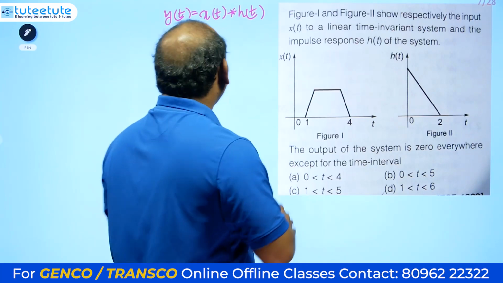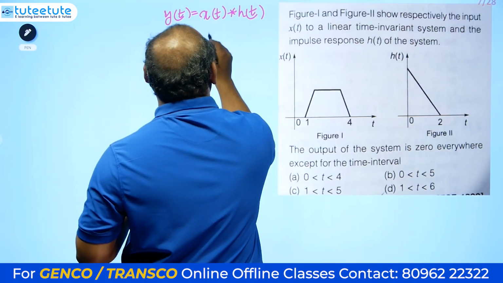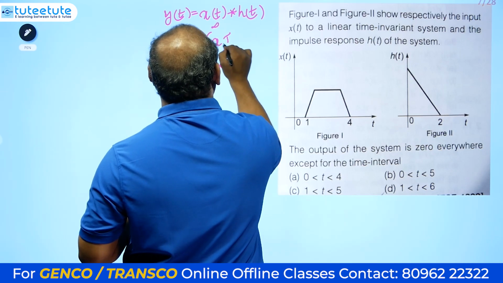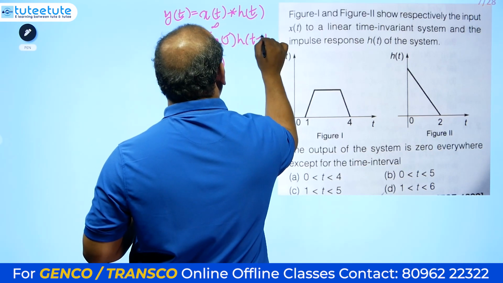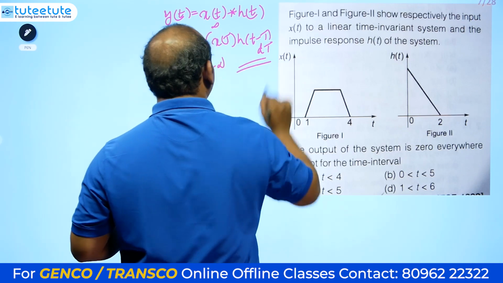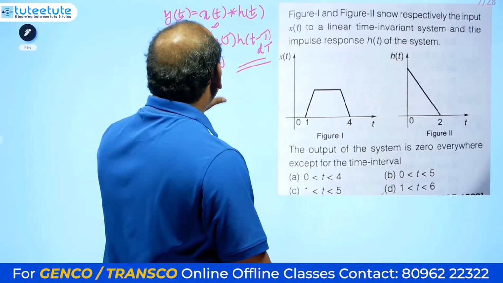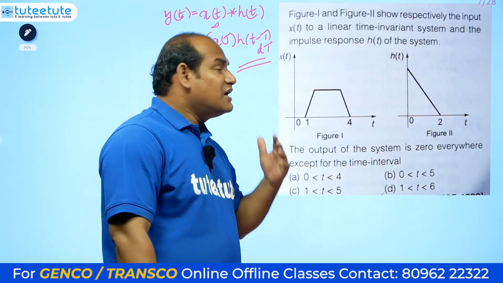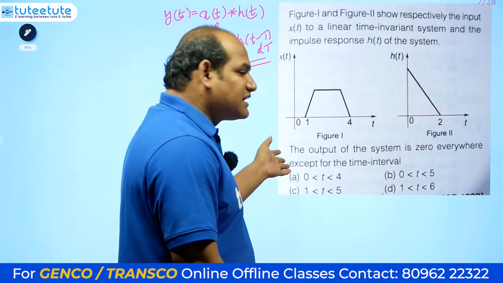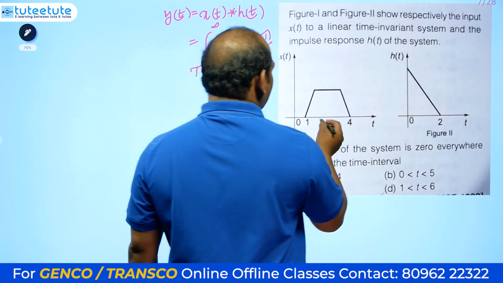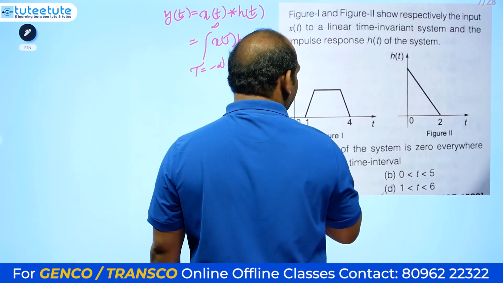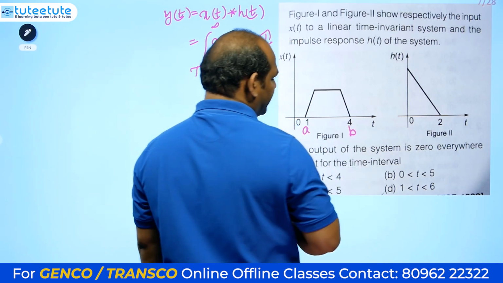For that you do not need to perform the convolution integral, tau equal to minus infinity to plus infinity, x of tau, h of t minus tau, all these things. Without performing that, we can get the answer. We know, for example, where x of t starts. Here I am taking x of t starting at t is equal to a and ending at t is equal to b.